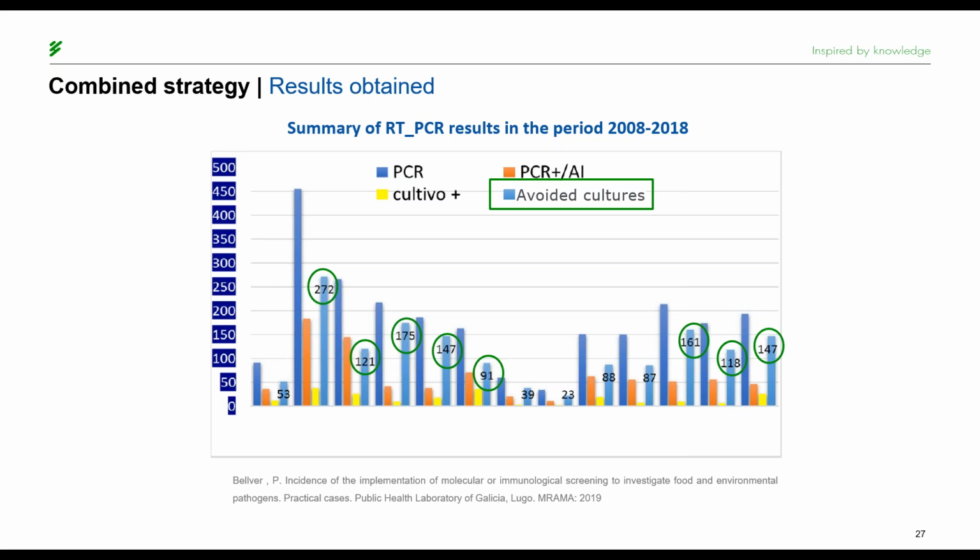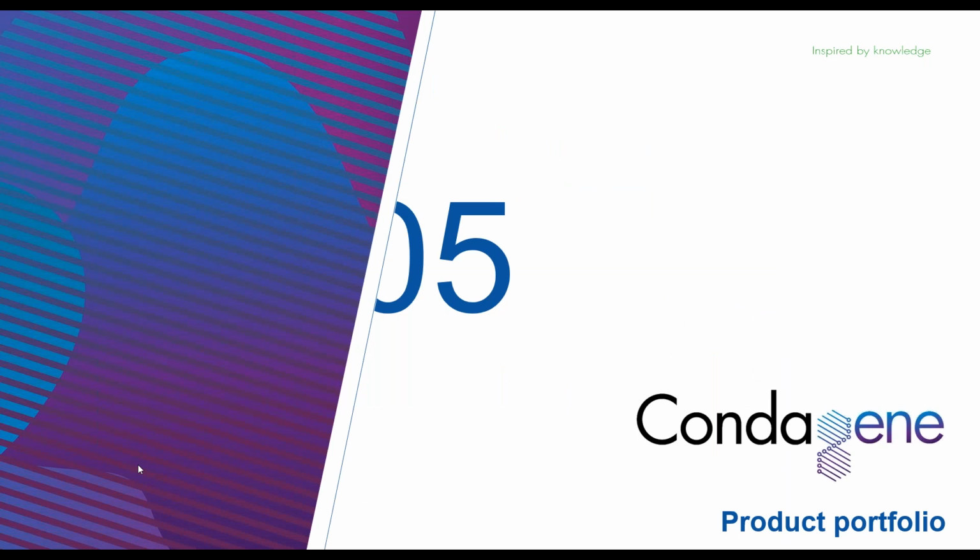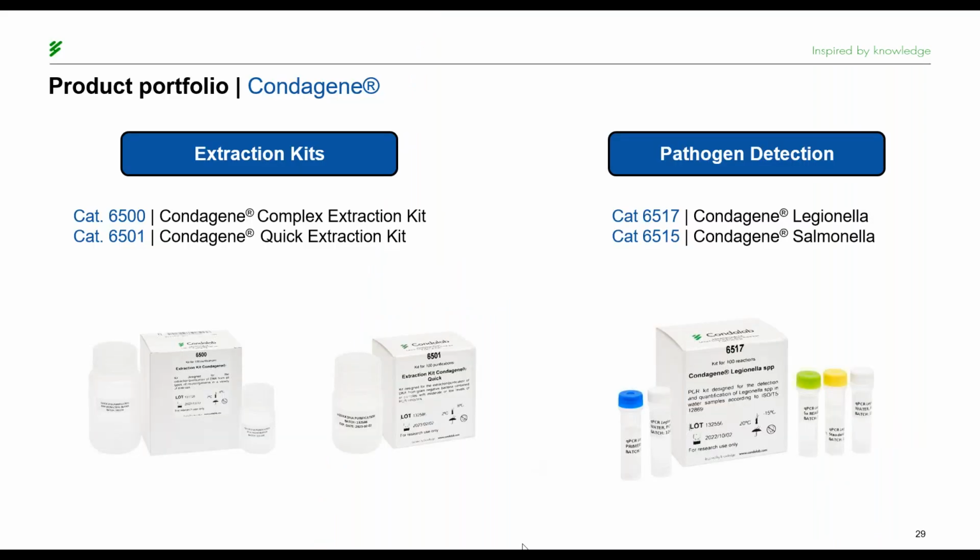Obviously, never letting go of the culture media, that they are the reference. This method is the reference method for a reason. So just to keep in mind. And then just to finish, we're going to quickly recap all the products that we have available in Conda Lab. We have, of course, our Conda gene line for the detection by qPCR. We have the 2 kits for extraction that we just saw, and for detection of Legionella, also Salmonella, although we have not reviewed it today.